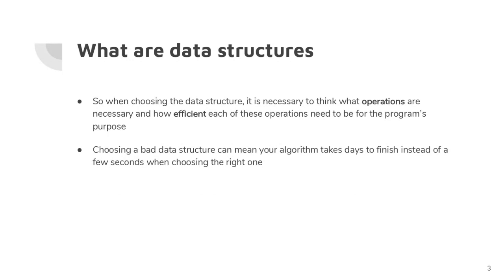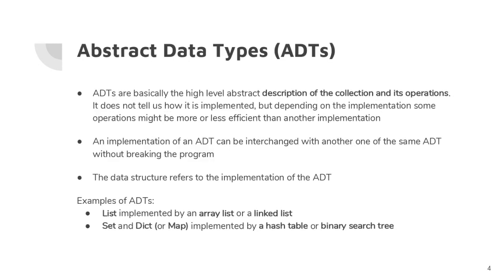That's what I said before. You have to think what operations are necessary and how efficient each of these operations needs to be for your program's purpose. And if you choose a bad data structure, that means your algorithm will take days to finish instead of a few seconds. That's again the time complexity. If you have a bad data structure and adding an element takes n squared time, and you're going to add a lot of elements, then your program is not going to be very efficient.